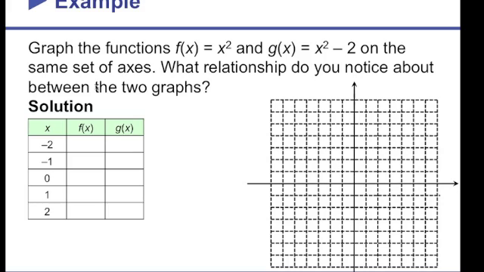Well, looking at f of x first, negative 2 squared will be 4. Negative 1 squared is 1, 0 squared is 0, 1 squared is 1, and 2 squared is 4. Graphing those, we'll be numbering by ones. Negative 2, 4. Negative 1, 1, 0, 0, 1, 1, and 2, 4. So this will be our parabola.